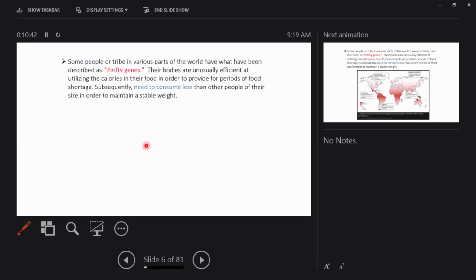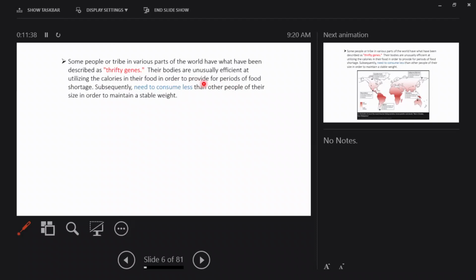Another example: some people or tribes in various parts of the world have been described as having thrifty genes. The term thrifty gene came from one scientist, I forgot the name, who came up with it for people whose bodies are unusually efficient at utilizing calories in their food. Meaning that these people can absorb and utilize the calories from the food very efficiently.